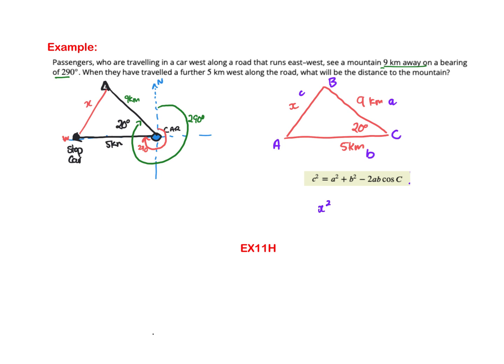Okay, so I found that formula, and let's substitute in. So I'm going to say x squared equals 9 squared plus 5 squared minus 2 times 9 times 5 times cos 20. And then I can pop in solve. And I called it x, so just do comma x at the end. Okay, so we found x to be 4.6. So therefore, 4.6 kilometres apart.